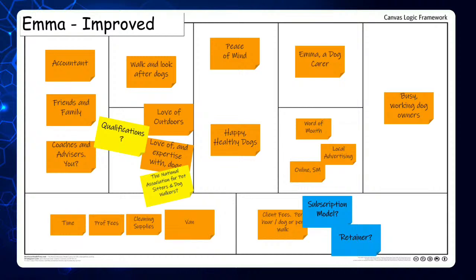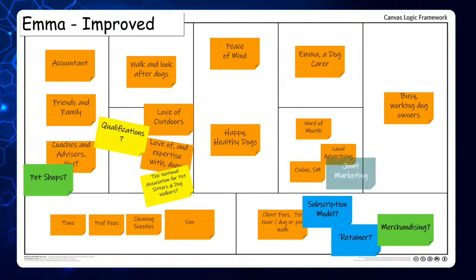And someone else said, yeah, but you've been a dog owner for a while, so you obviously must know local pet shops. Why don't you do some merchandising with them so you can sell leads and chews and toys and treats, or maybe even deliver supplies along to the owners along with their dogs when you take them back. And someone else said, oh, yeah. Well, what about with local dog groomers? Why don't you do some joint marketing with them?